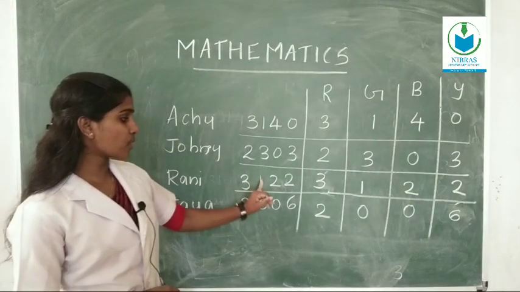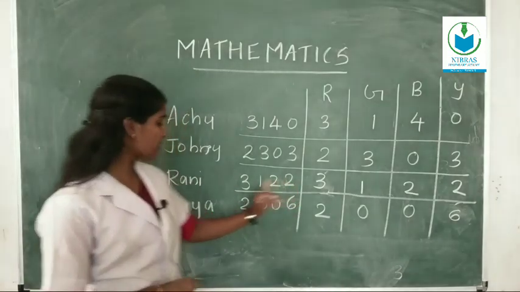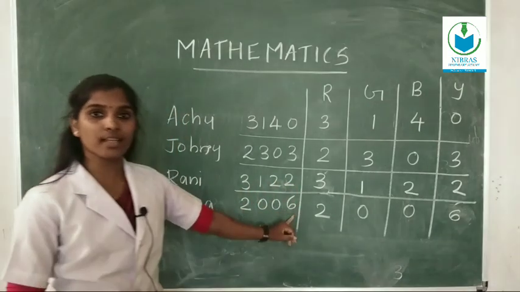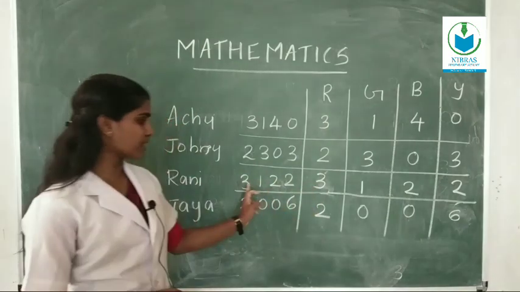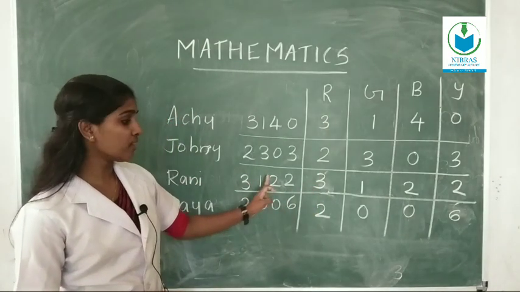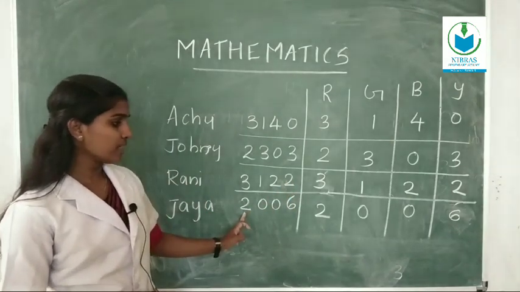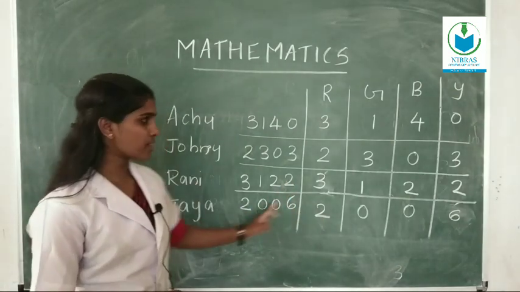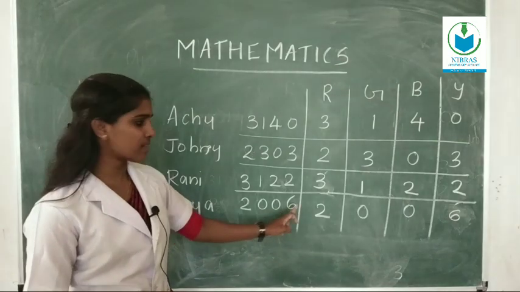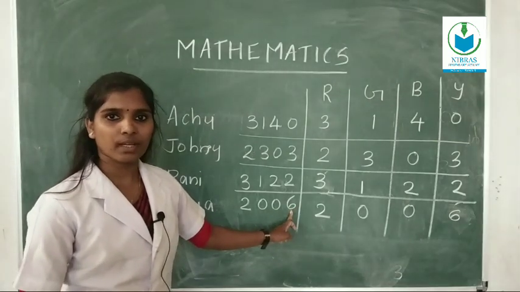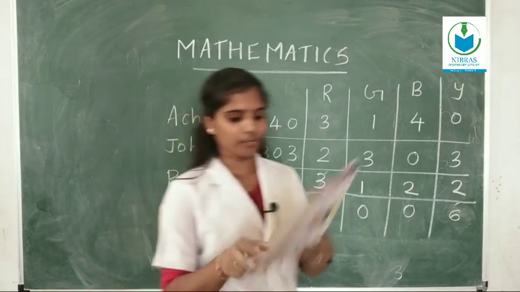Rani got 3122 points. Then Jaya got 2006. Here, yes, 3 red cards and 1 green card, 2 blue cards and 2 yellow cards. Okay, then here, yes, 2 red cards. There is no green card and blue card, and 6 yellow cards. Okay, clear? Okay, then next.